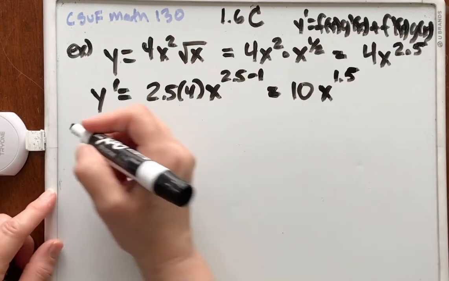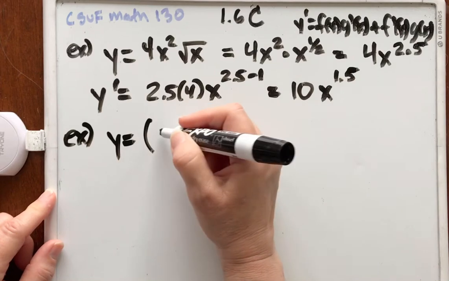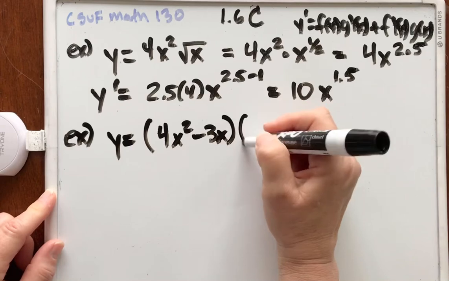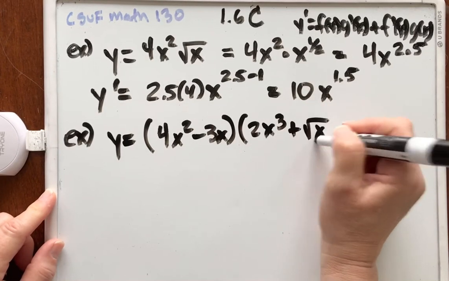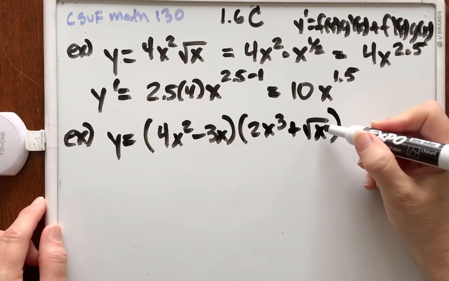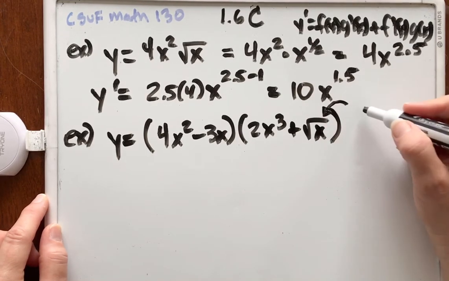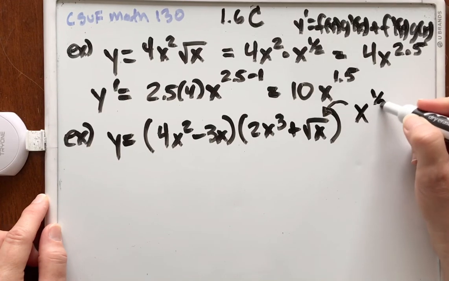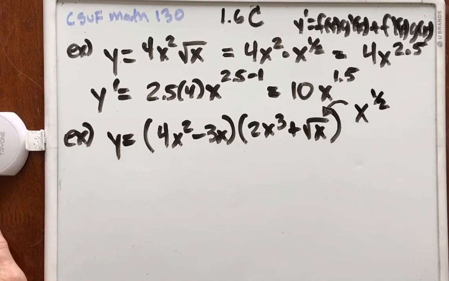Okay, let's do another example. Y equals 4x squared minus 3x, all times 2x cubed plus square root of x. Now I don't really want to keep this square root of x, so when we do our work, I'm going to, in my mind, remember this is x to the 1/2. That'll be easier when we're adding our exponents.